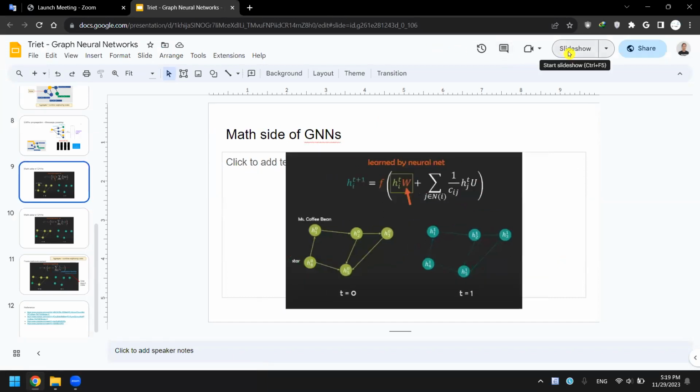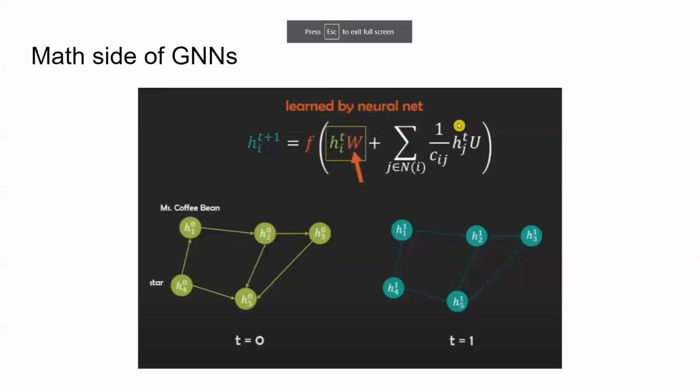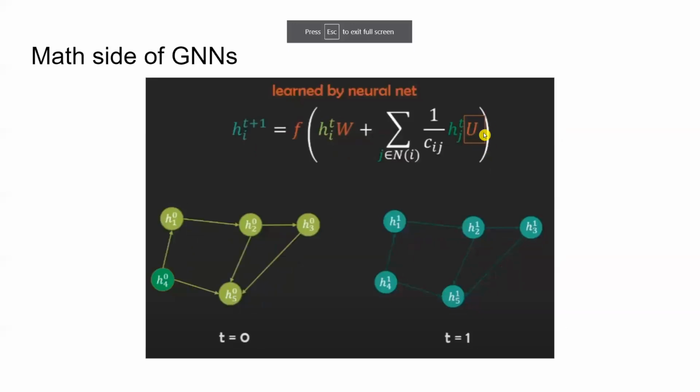I have a question. What does U represent? U is the weight. You can update the weight to learn. Okay, then what is c_ji? Which one? This one? Yes. This one is for normalization. Okay, I think I understand. All right, thanks.